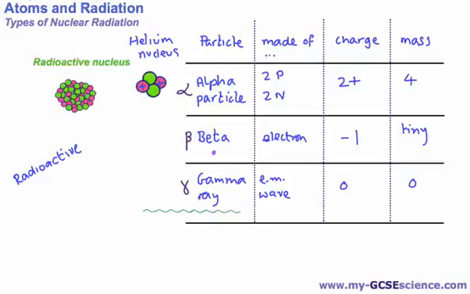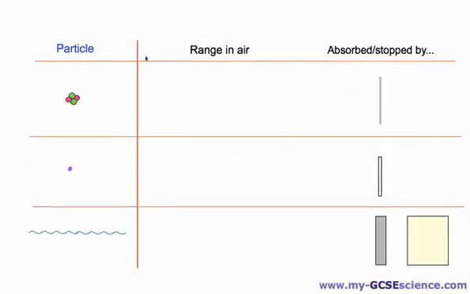Okay, so the next thing I want to look at is how far they can penetrate in air and what they can be absorbed and stopped by. And again, this is something that you have to remember. It's not hugely difficult, but it's just something that you might have to go over to remember it. So for our alpha particle, the range in air is a few centimeters. Sometimes it may be up to 5 or 10 centimeters, not much further.